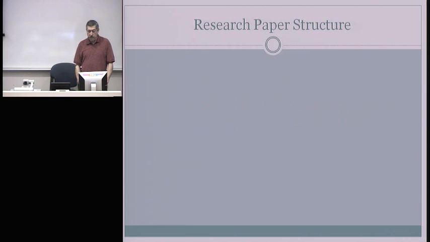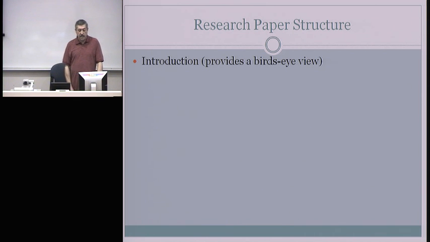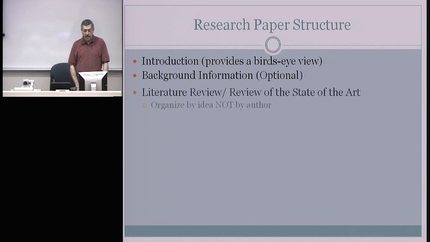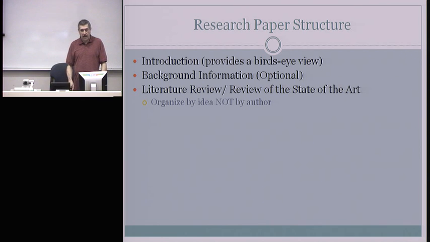See, in the first blueprint we have, it's your research paper. It basically starts out with an introduction, which provides the reader a bird's eye view of your topic. And if the professor requires it, some background information on your topic and your research, and not necessarily background information on the writer or the researchers, but on your topic. And a literature review, or a review of the state of the art, which is organized by ideas, not by authors. And that's a big point you should pay attention to.